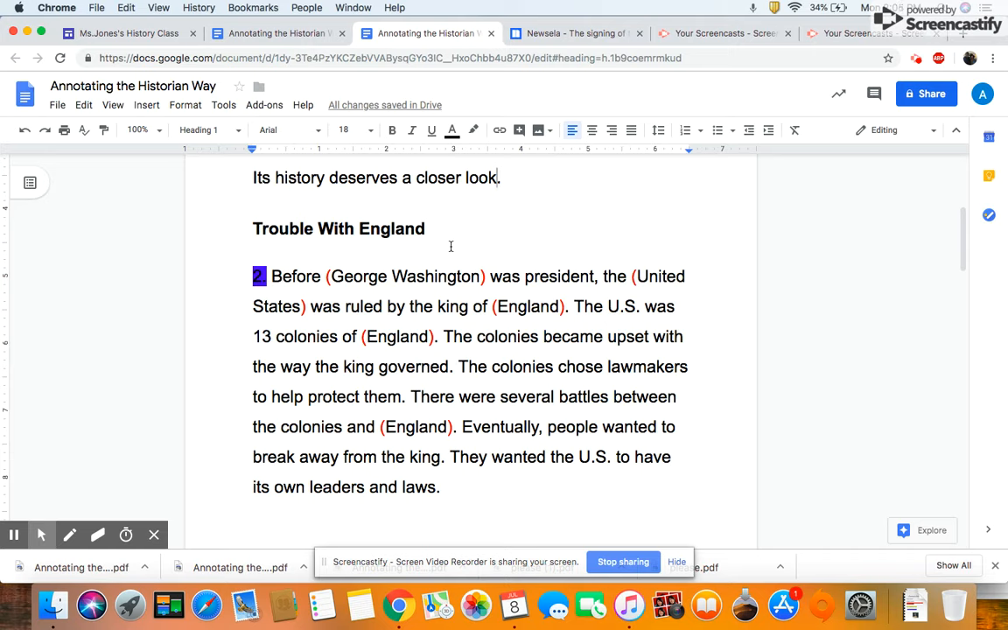So I think the main idea of this paragraph would be the colonies became upset with the way the king governed. We can see that in the Declaration of Independence. And then this last sentence down here, they wanted the U.S. to have its own leaders and laws. It shows, so the colonies became upset, and then this was the effect of that. The U.S. wanted to have their own leaders and laws.